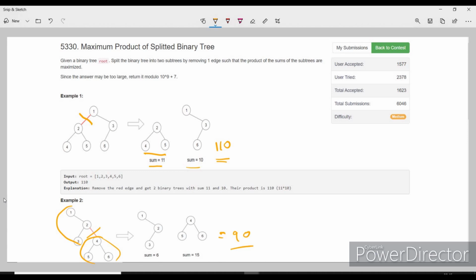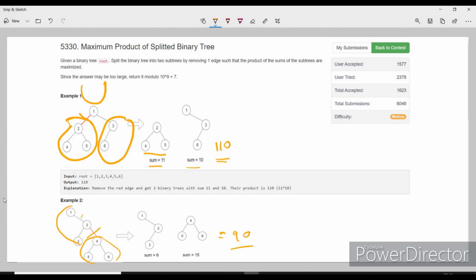Now we can try implementing this problem in a depth first search manner. Suppose we consider the tree in three parts. For this node, this is the left part, this is the right part, and this is the upper part. Although there isn't an upper part here, we can consider this as an upper part. So we split the tree into three parts.